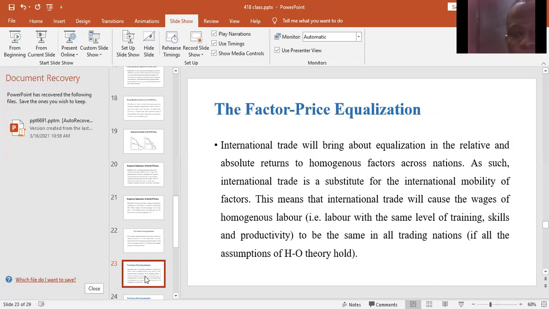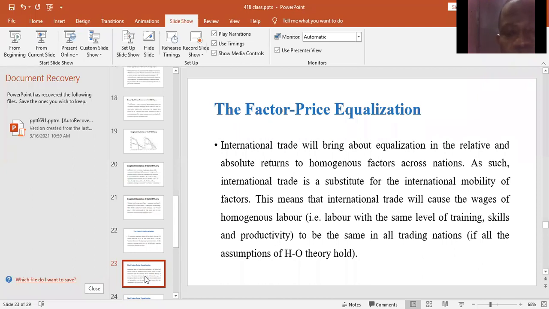There is another sub-theory under HO theory. We call it factor price equalization. Let me explain in very simple language. Factor price equalization believes that if two countries engage in trade, let's take for instance the wage in Nigeria and the US are far apart, and the two countries start to engage in trade. Let's assume that at the onset, the wage in Nigeria is just $1 per hour, and the wage in the US is like $5.